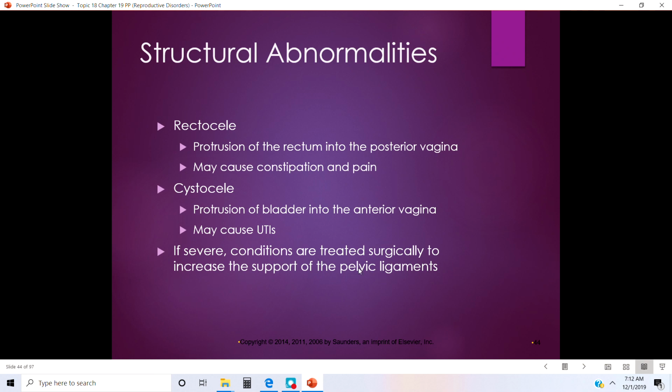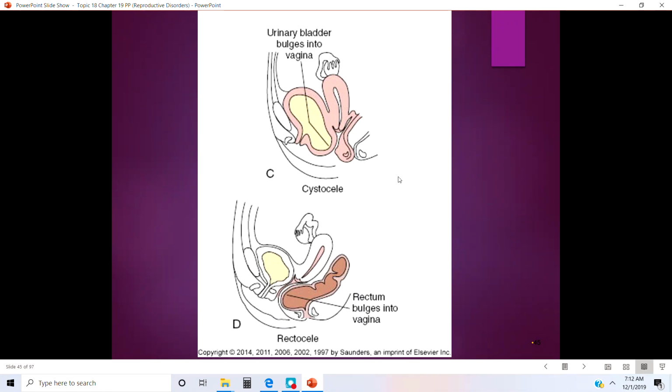Right, there's various ligaments that they can tighten and shorten and take some of that pressure from the rectum or the bladder off of the vagina. Okay, so again, cystocele, rectocele.